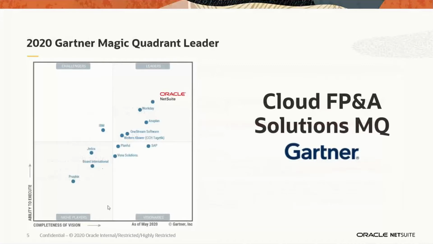As you can see here within the Gartner Magic Quadrant report, which was the last one produced as of May 2020, we sit in the top right-hand corner on the furthest right-hand side of the leaders circle. So we are the market leader within this area.